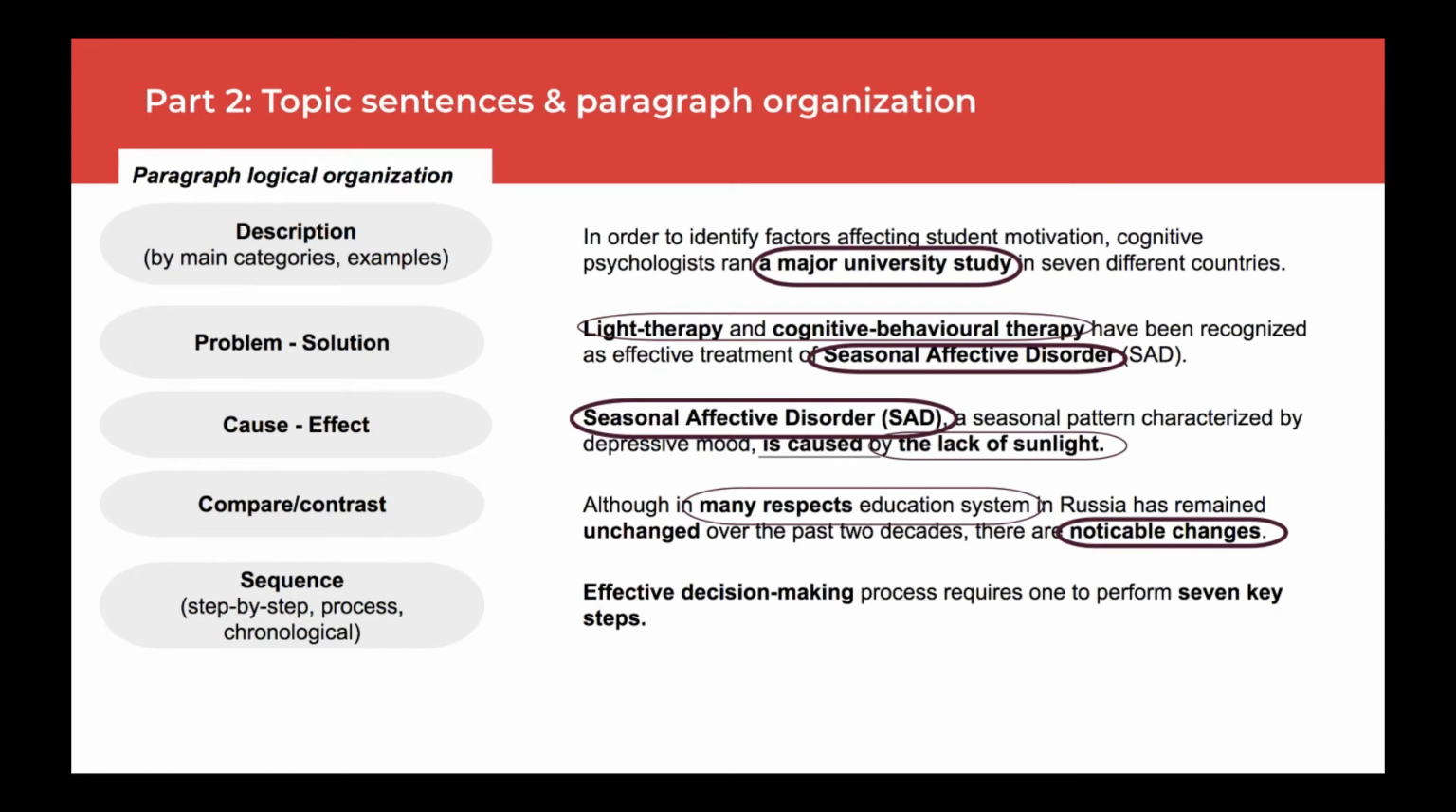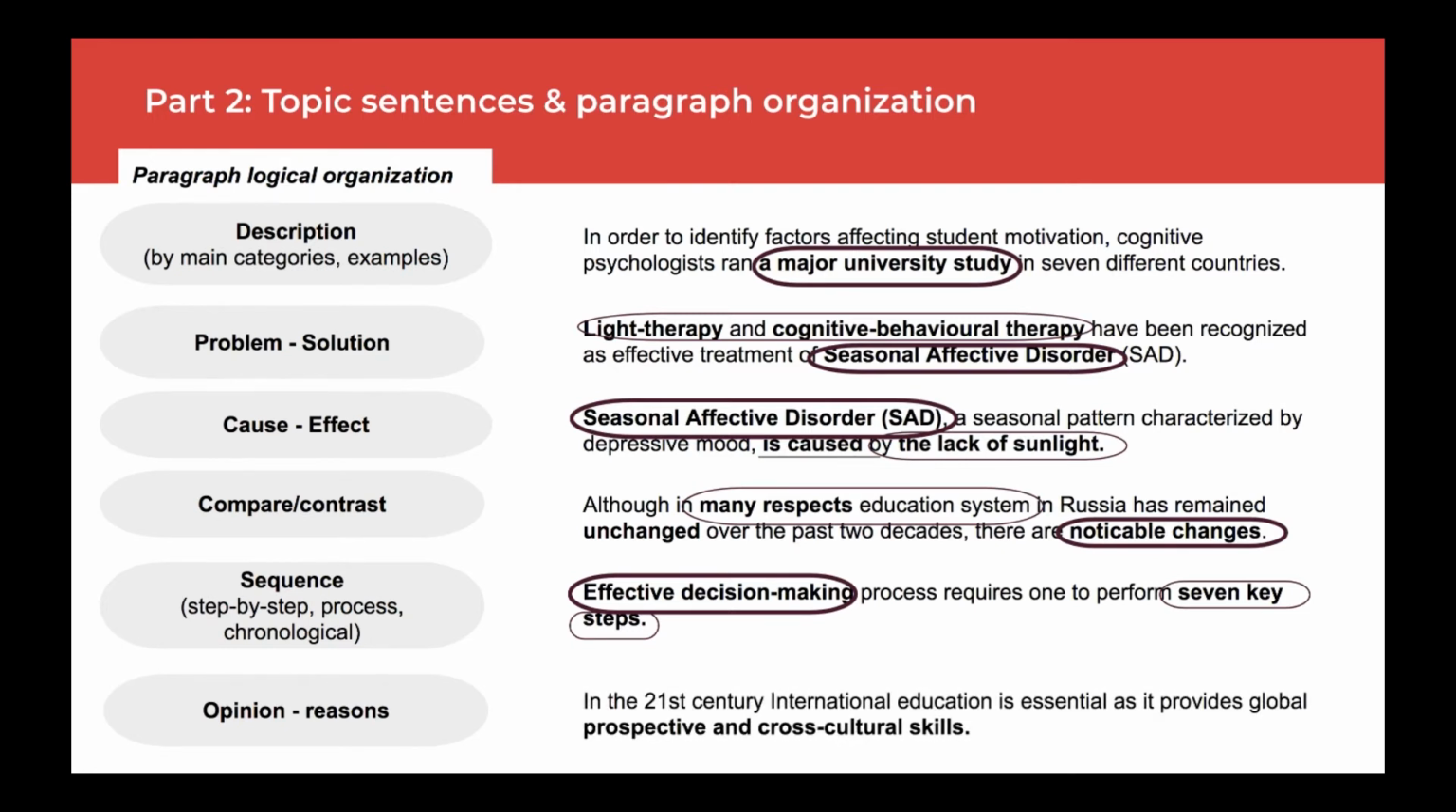So the subject is effective decision making, that's the topic, and we are interested in what are these 7 steps. So we expect that the rest of the paragraph will describe or specify each step in the order they occur, from the first one to the 7th one. And the last one is opinion reason.